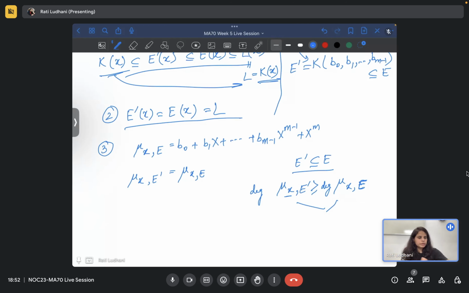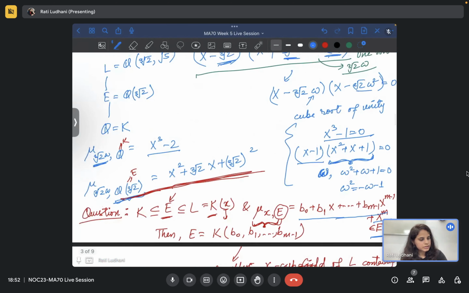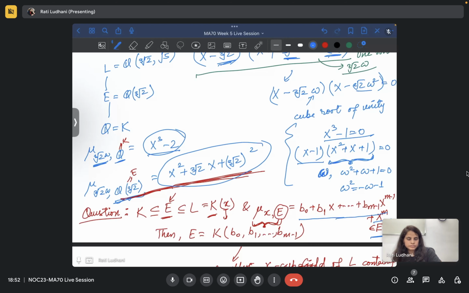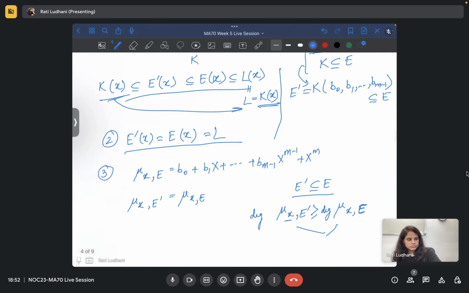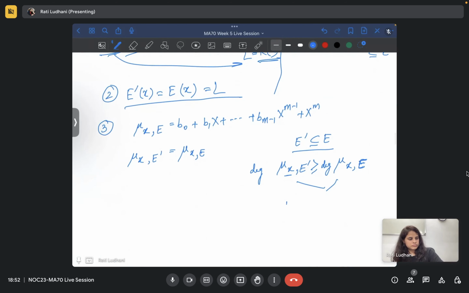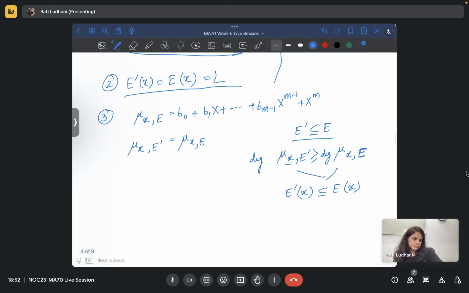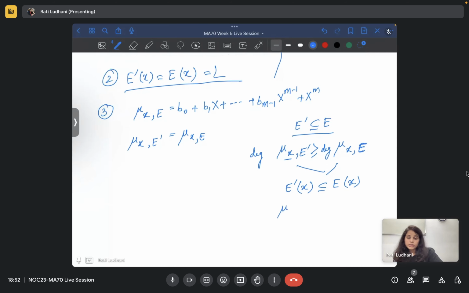So in the example we have taken, the degree, if you have a smaller field, or we can simply say that E'[x] is contained within E[x]. So any polynomial within E'[x] is contained within E[x]. Therefore, any minimal polynomial will be there. So that's why the degree has to be at least equal to. I'm claiming this also.